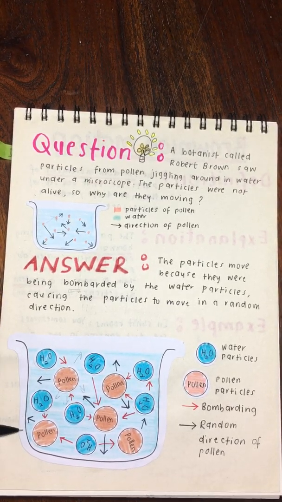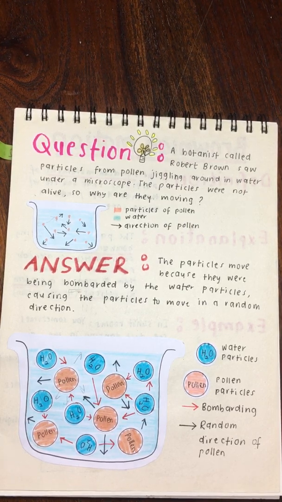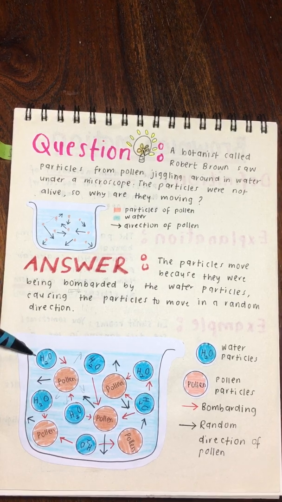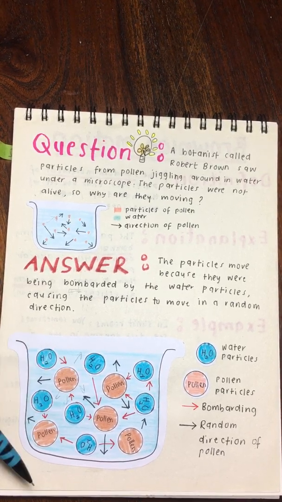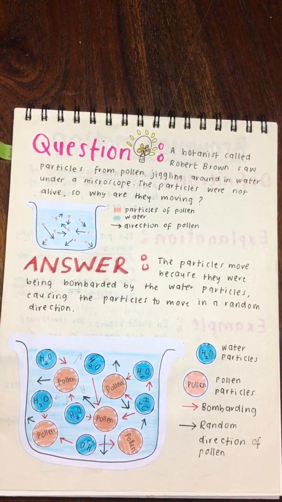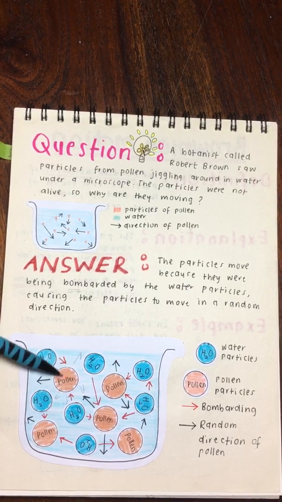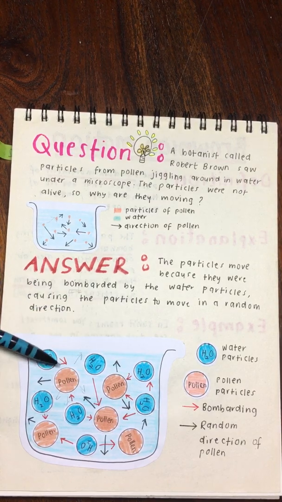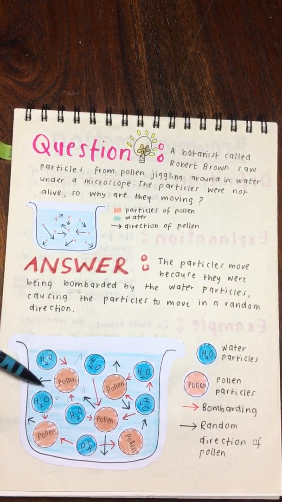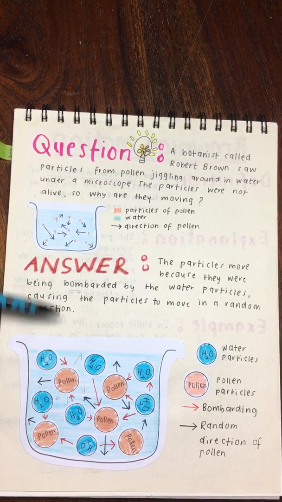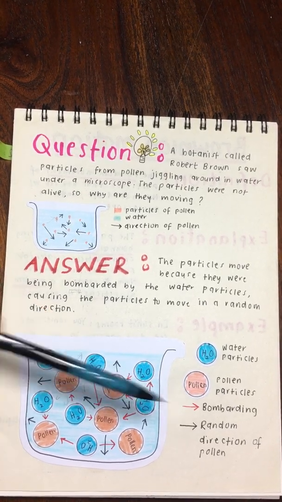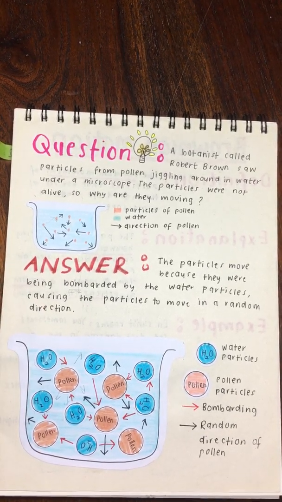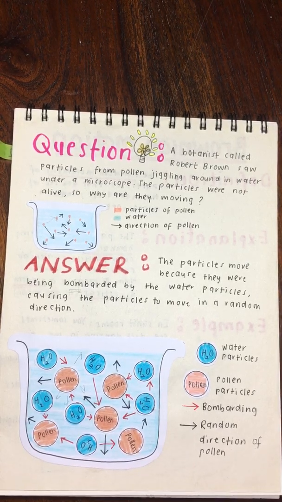Now here is a more understandable picture, I guess. These blue circles over here are water particles, and the peach circles over here are pollen particles, and the red arrows represent the action of bombarding over here, which means hitting, and the black arrows represent the random direction of pollen.